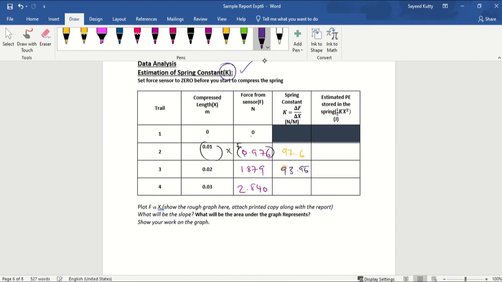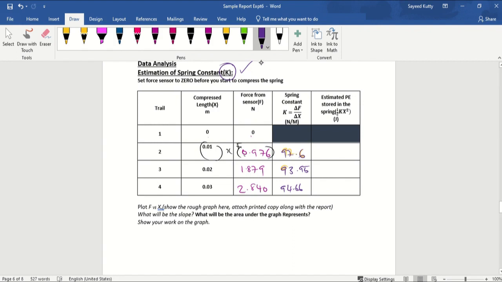Okay, next thing. What is this? 2.840 divided by 0.03. I'm getting 94.66. So I have all the spring constants. But everything is very close, right? 97, 93, 94. No worries. It's just for the calculation.